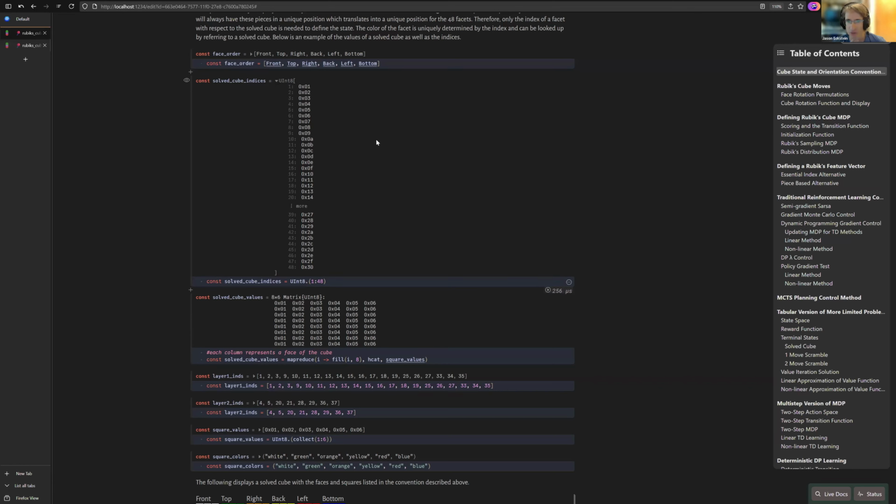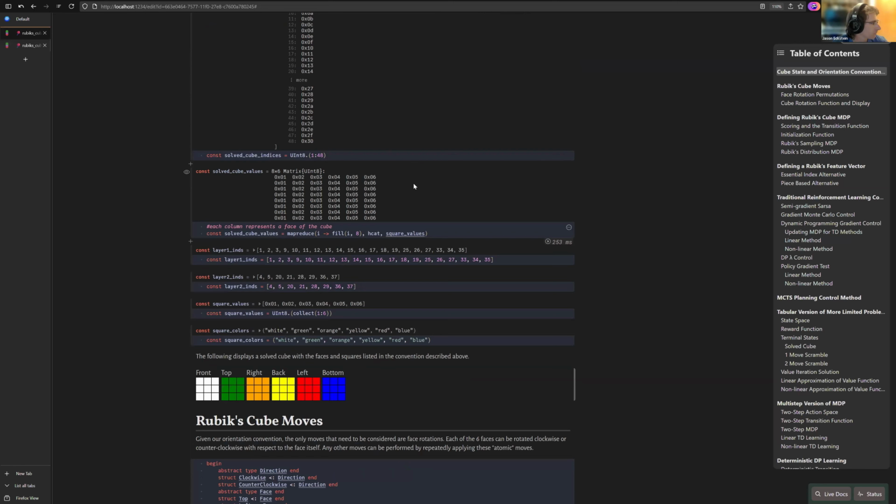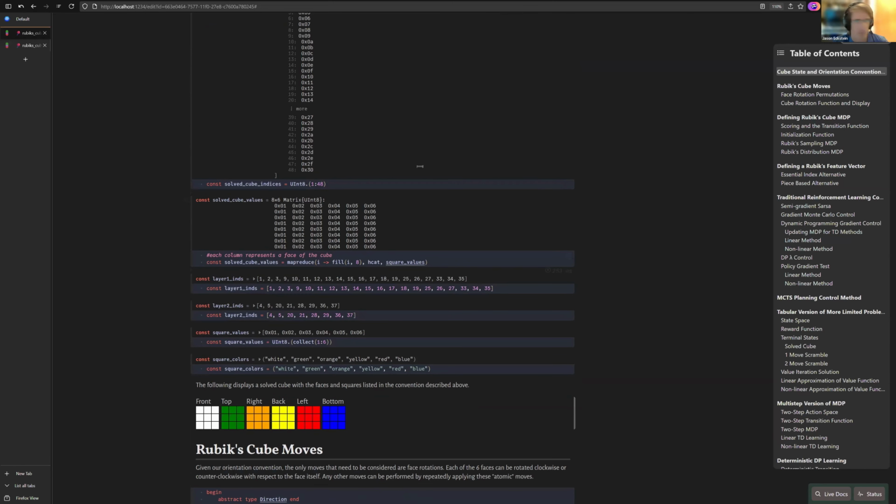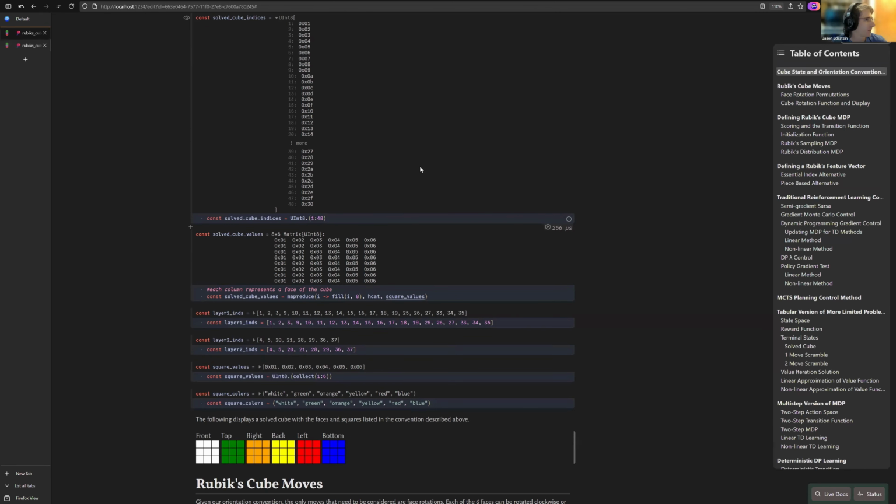Okay, so are there any questions about how I'm numbering the cube and defining a solved one? Going through the indices. Okay.